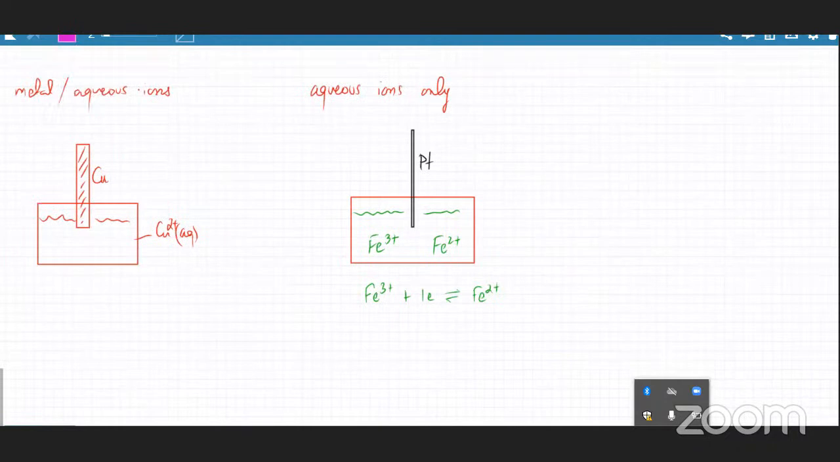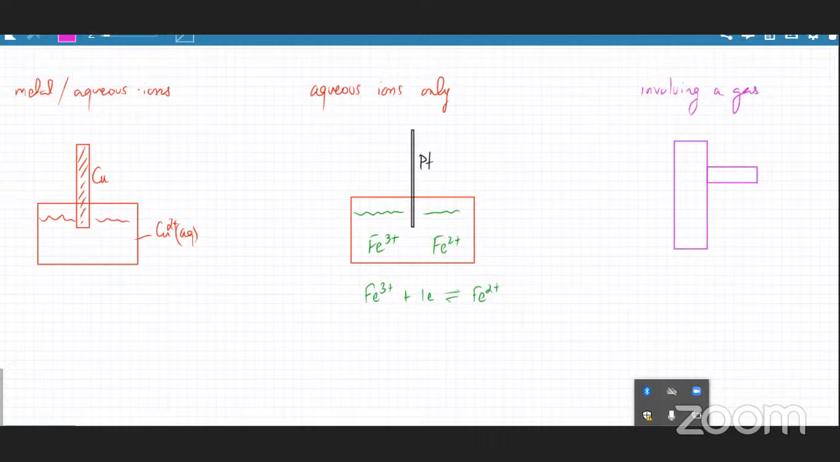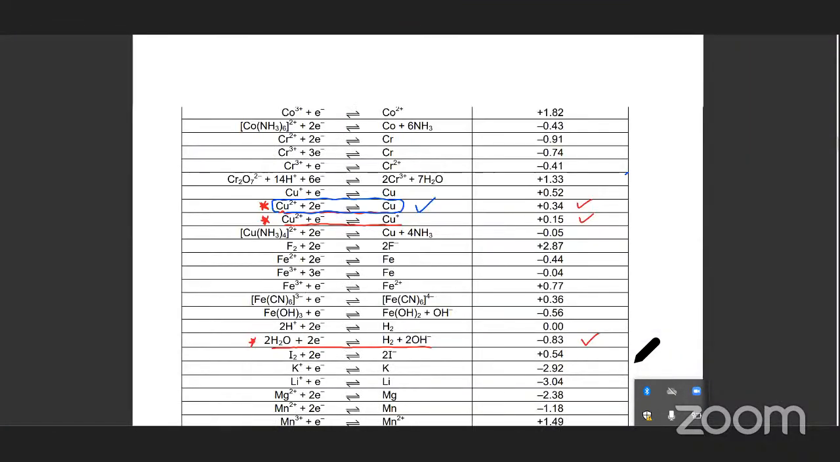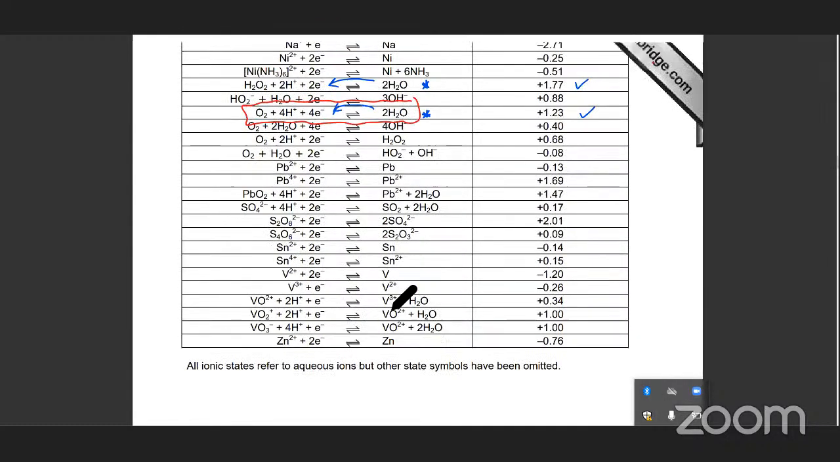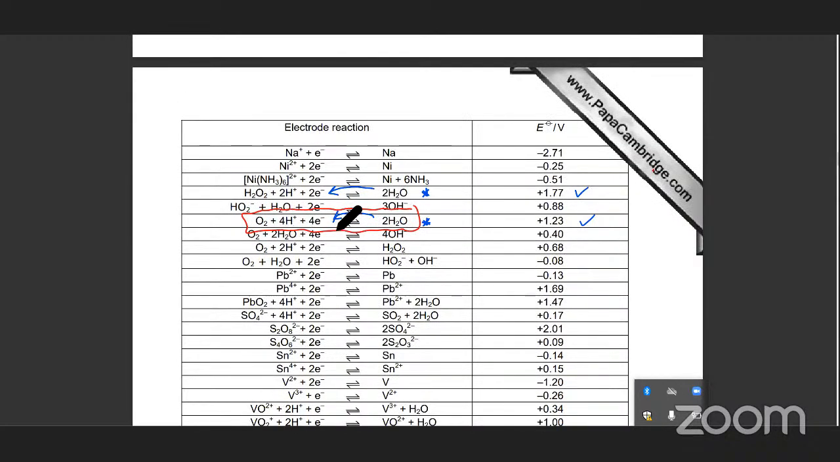So whenever an electrode is involving a gas, then there's going to be a gas jar. There's going to be an inlet for the gas jar. For example, pick any random electrode. Let's इधर से देख लेते हैं data booklet से. अच्छा, let's pick any complicated कुछ involving gases. अच्छा, ये वाली कर लेते हैं. O2 and 4H plus 1 and H2O, right?